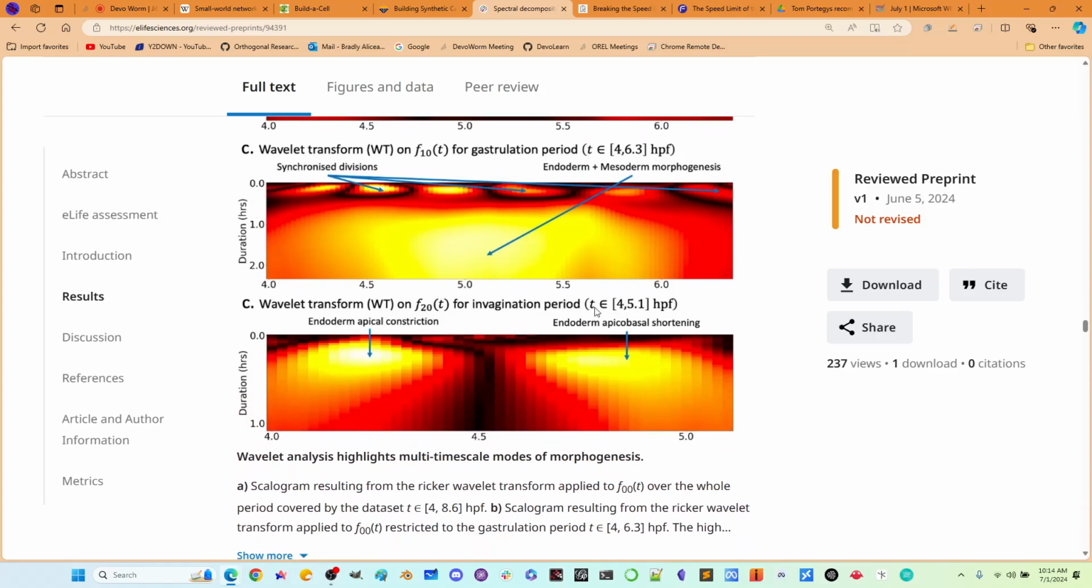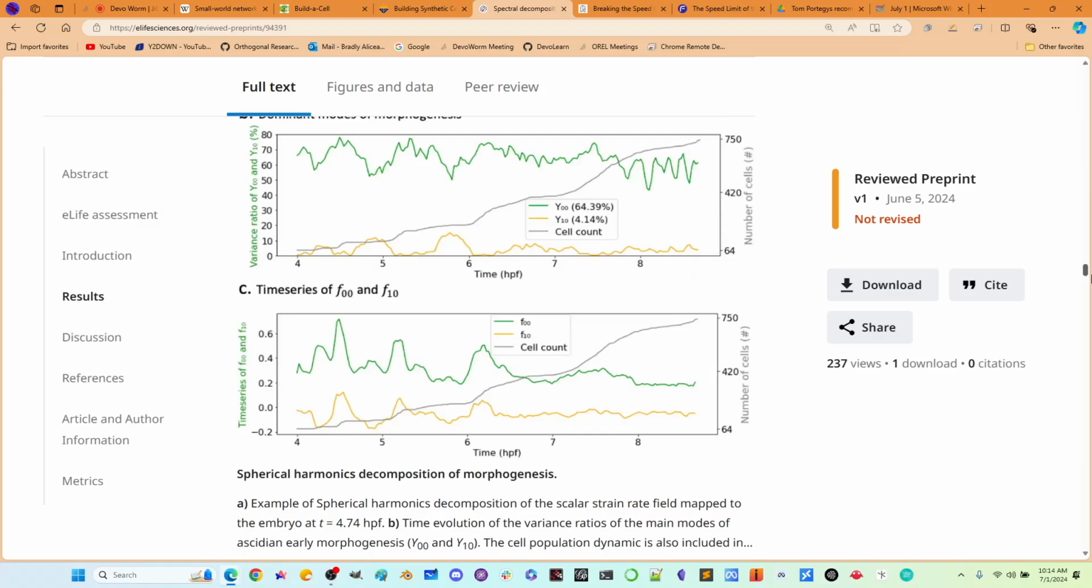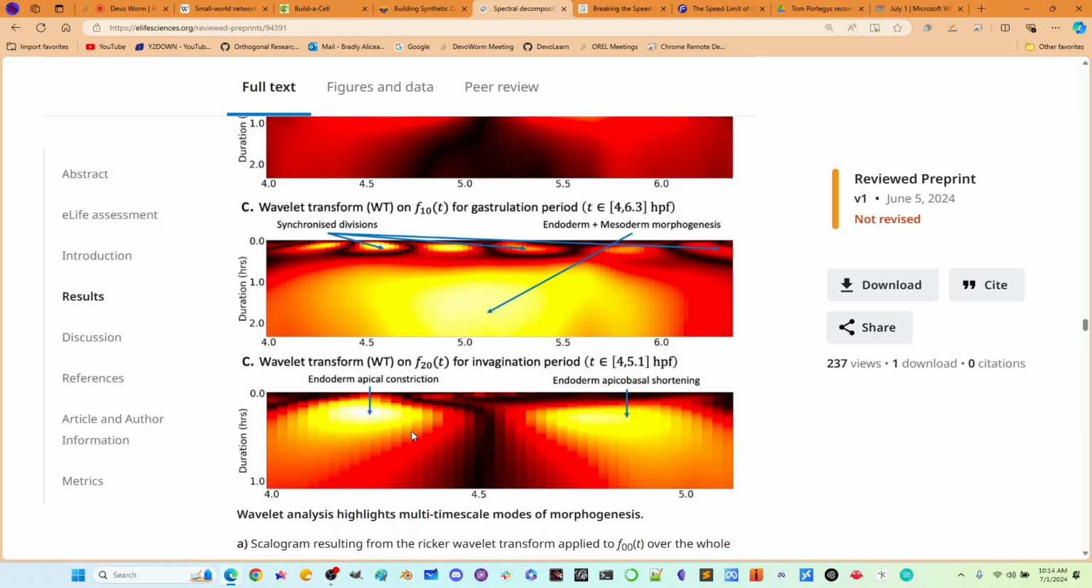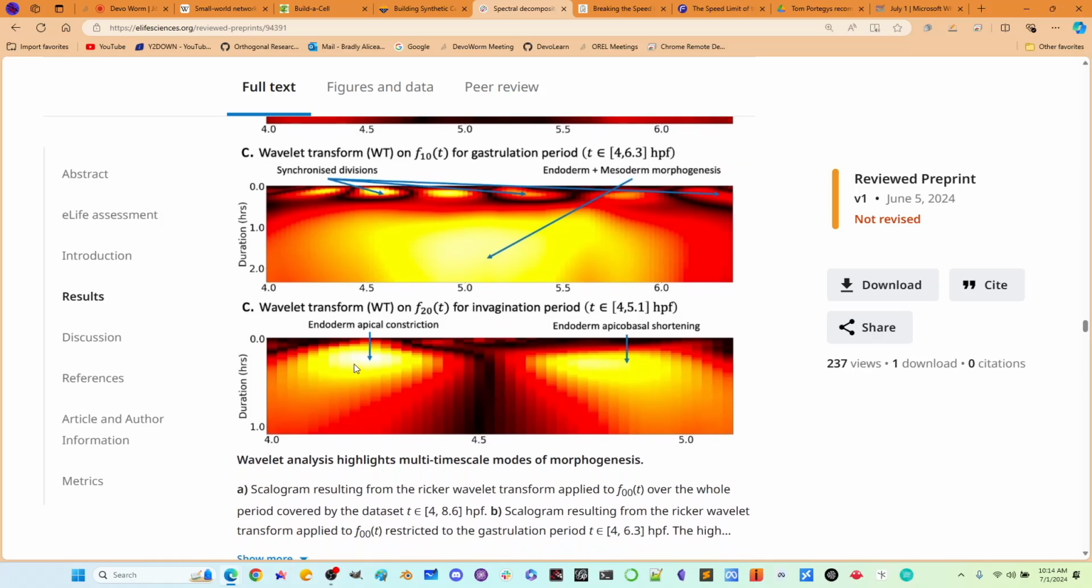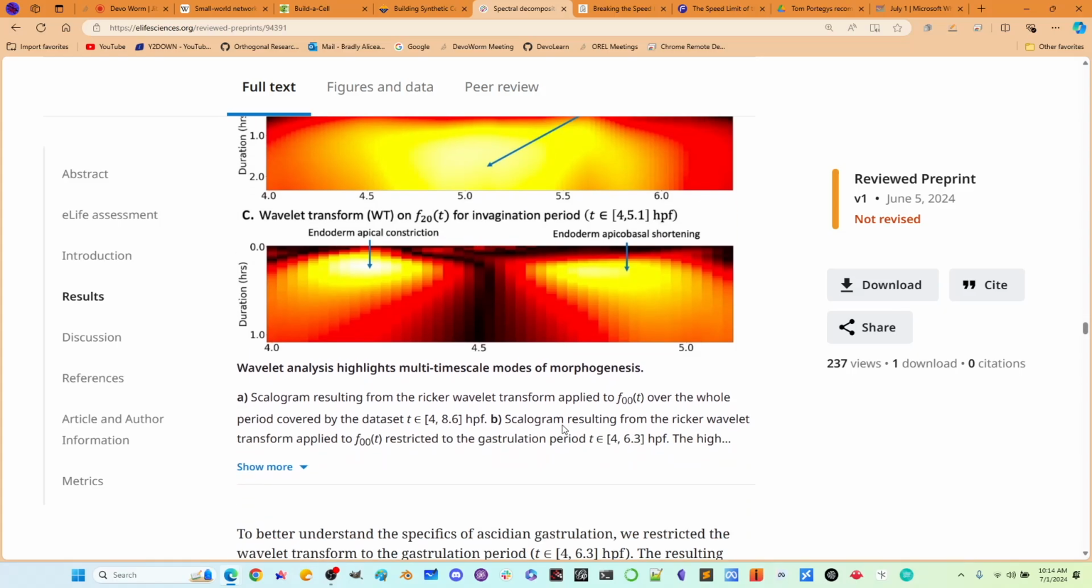And then this is for the invagination period here for FT20, which I think are decompositions, spectral decompositions, and then putting that into the wavelet transform. So you're doing 2 types of decompositions. You're doing this spherical harmonic decomposition, and you're doing the wavelet transform, which also decomposes the time series. And so you end up with this endoderm apical constriction, endoderm apical basal shortening, which you can identify in the same manner that you can identify these other kinds of global processes.